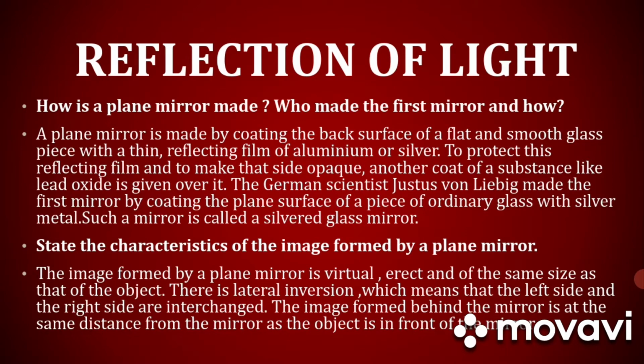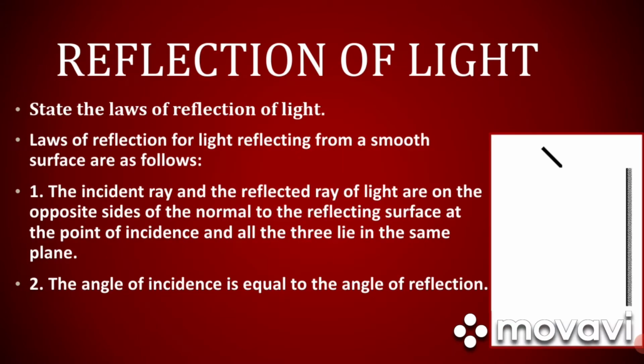State the characteristics of the image formed by a plane mirror. The image formed by a plane mirror is virtual, erect or upright and of the same size as that of the object. There is lateral inversion, which means that the left side and the right side are interchanged. The image formed behind the mirror is at the same distance from the mirror as the object is in front of the mirror.